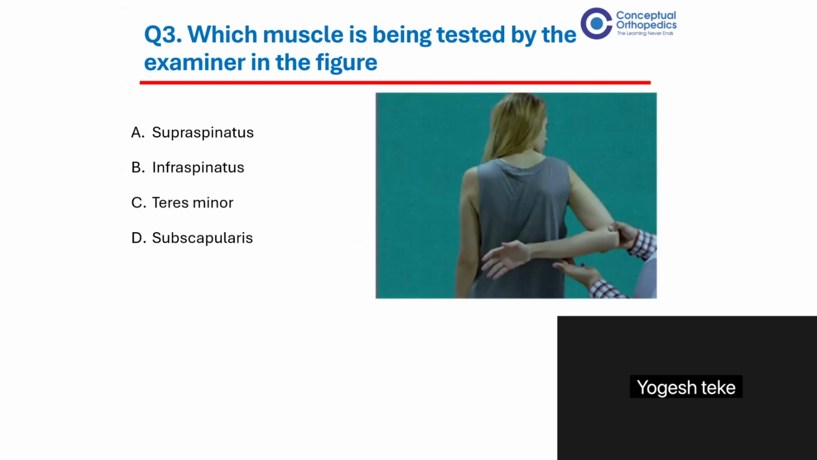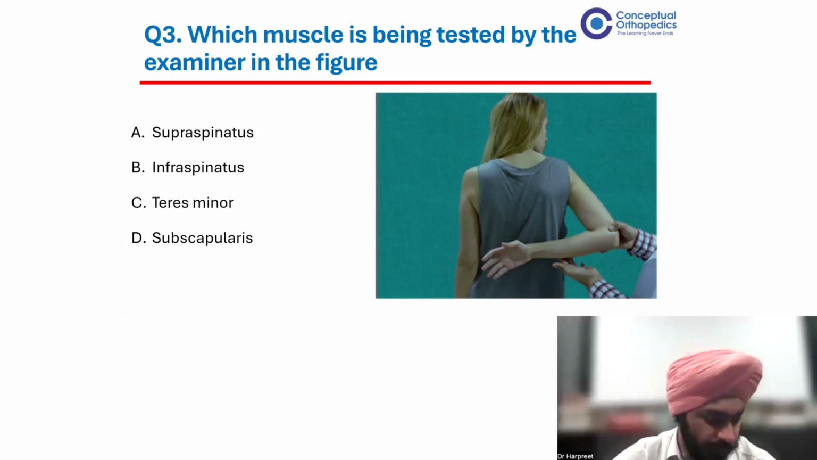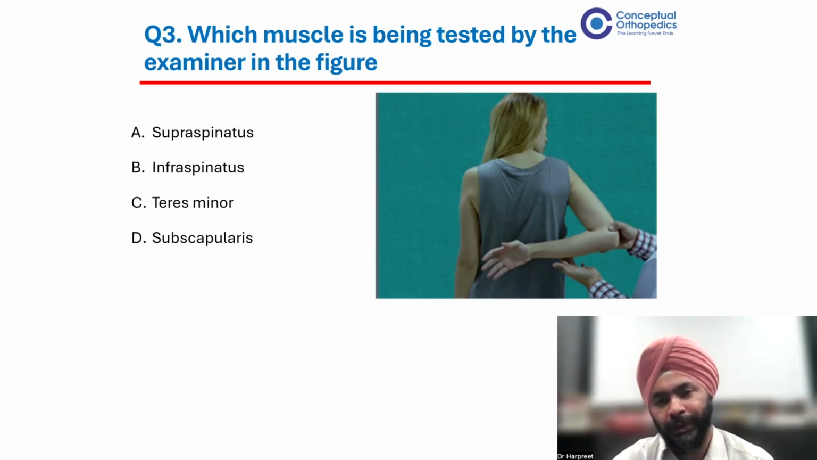Okay, question number three. Which muscle is being tested by the examiner in the figure? Option A is supraspinatus. Option B is infraspinatus. Option C is teres minor. Option D is subscapularis. So which test is this? Any guesses?